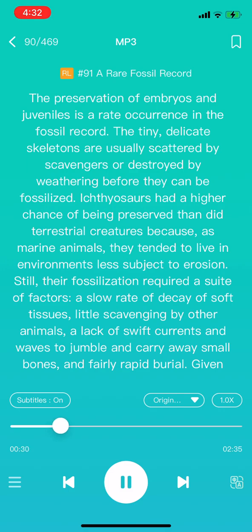Still, their fossilization required a suite of factors: a slow rate of decay of soft tissues, little scavenging by other animals, a lack of swift currents and waves to jumble and carry away small bones, and a fairly rapid burial. Given these factors, some areas have become a treasury of well-preserved ichthyosaur fossils. The deposits at Holzmaden, Germany, present an interesting case for analysis.